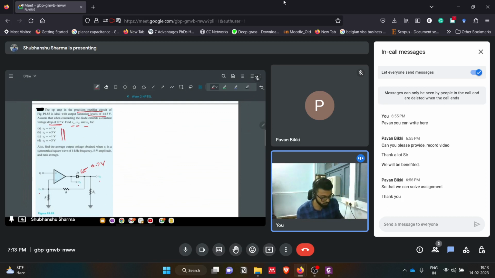And there was one more question in that. If we input a square wave with 1 kilohertz frequency and 5 volt amplitude, what will be the output? So what will be the output for that? Just go to this question.